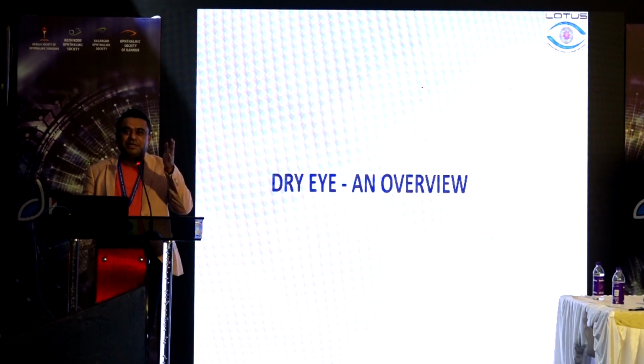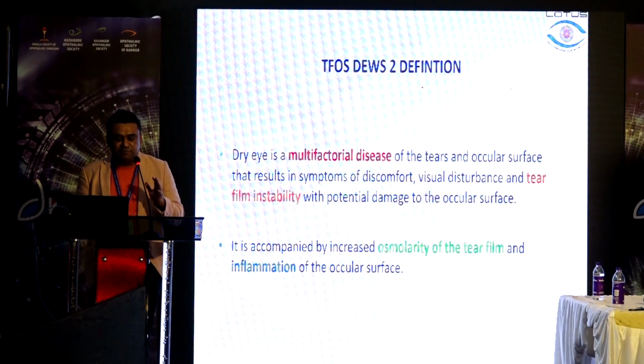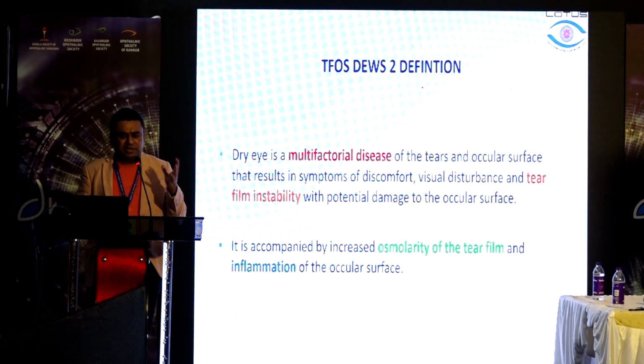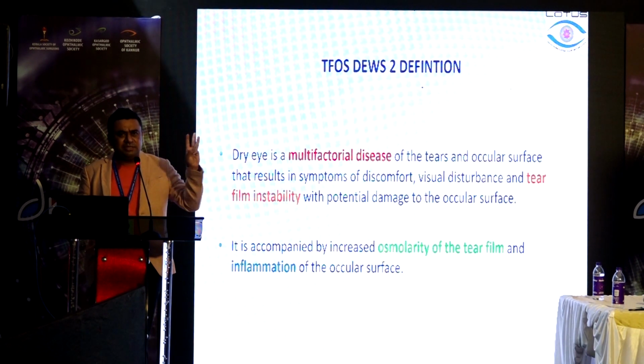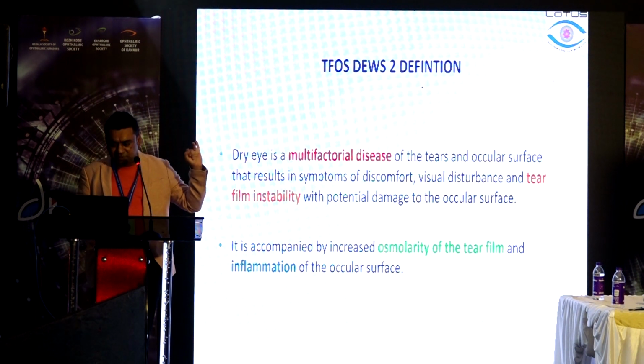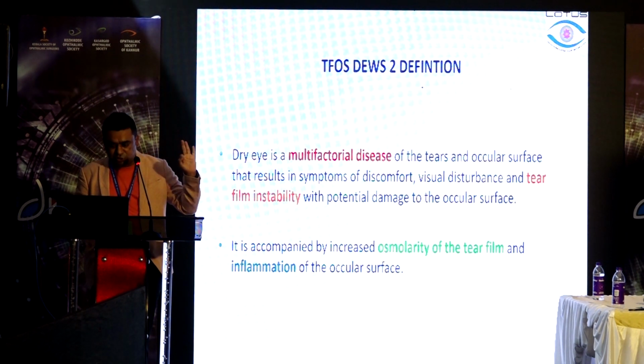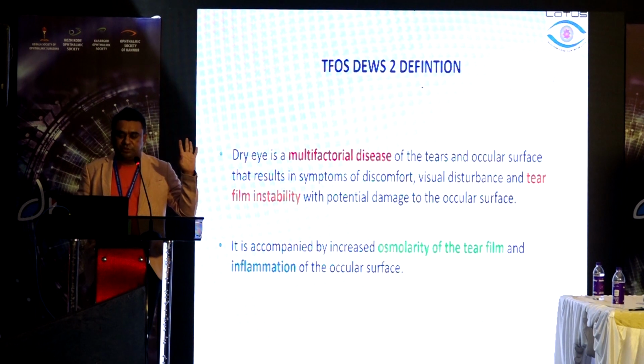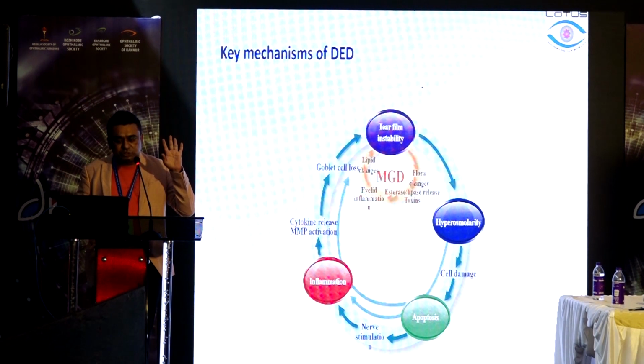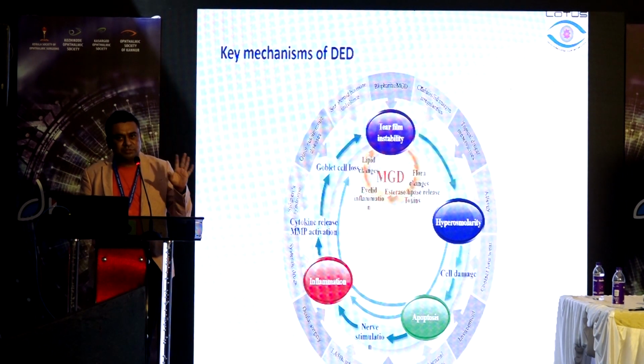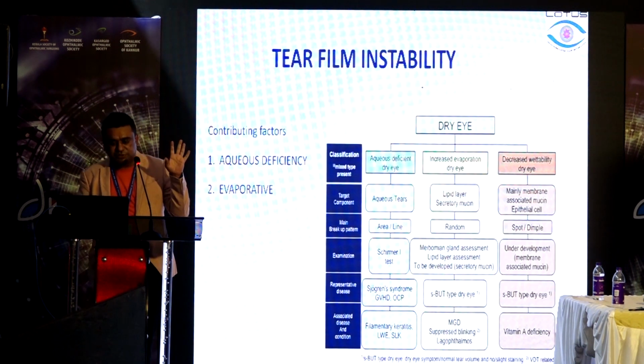So before I go into my inflammation, let us have a dry eye review. We all know this from what we used to study. Dry eye is a multifactorial disease. There are 3 things involved. There is tear film instability, there is a change in osmolarity, and there is inflammation. These are the 3 things. This whole slide describes the vicious cycle of dry eye. And as I said, it is multifactorial. There are multiple intrinsic and extrinsic factors.